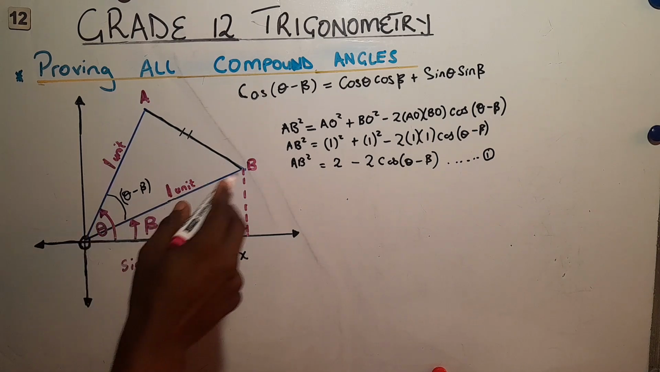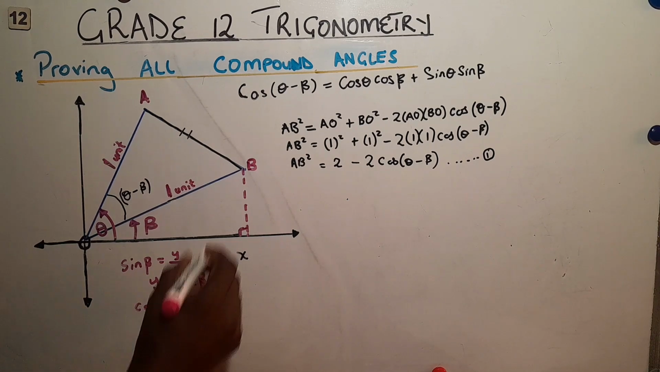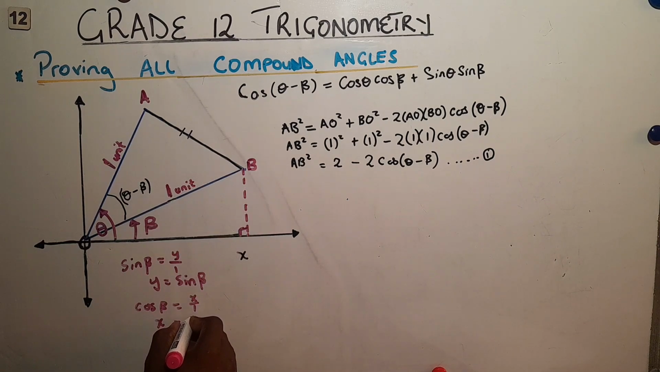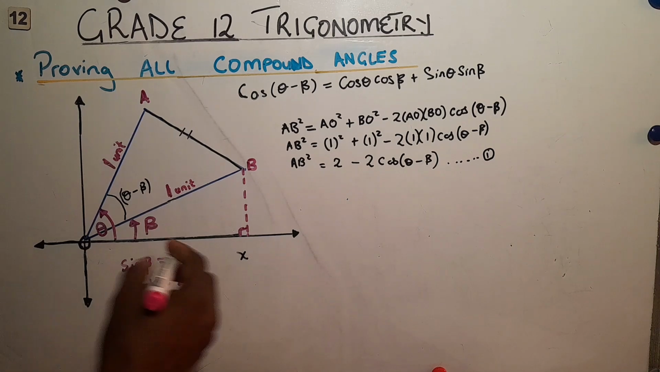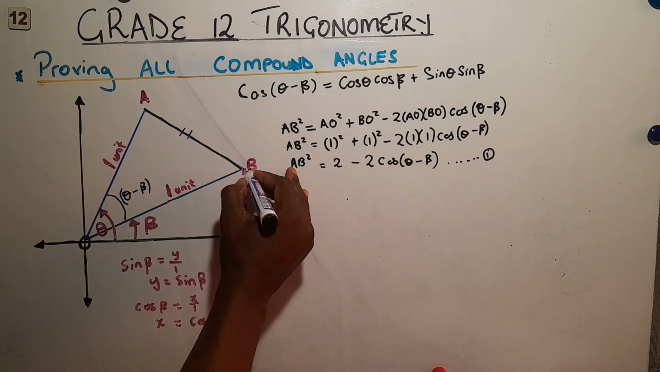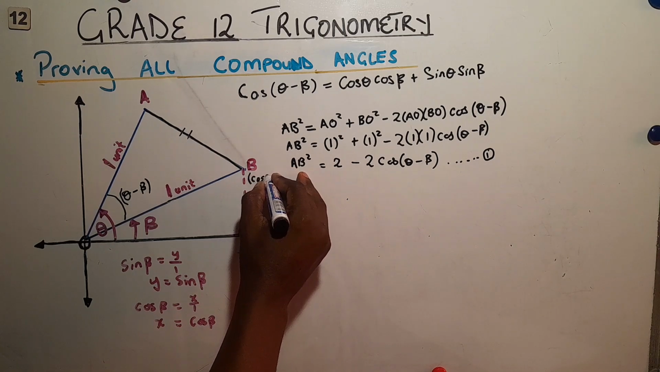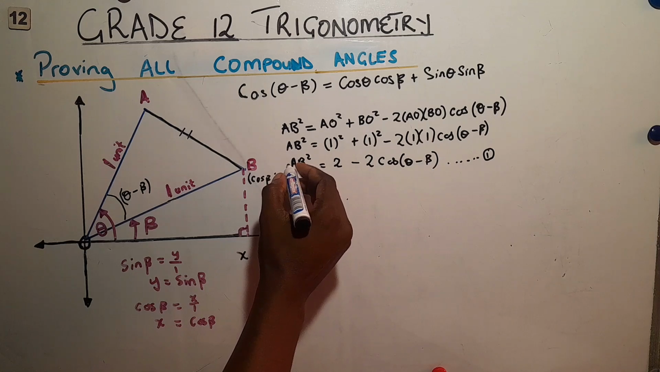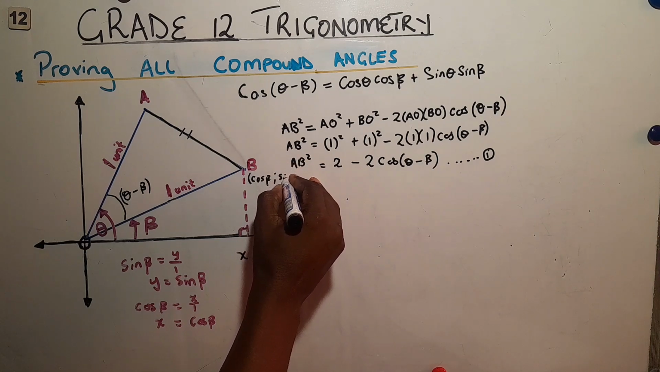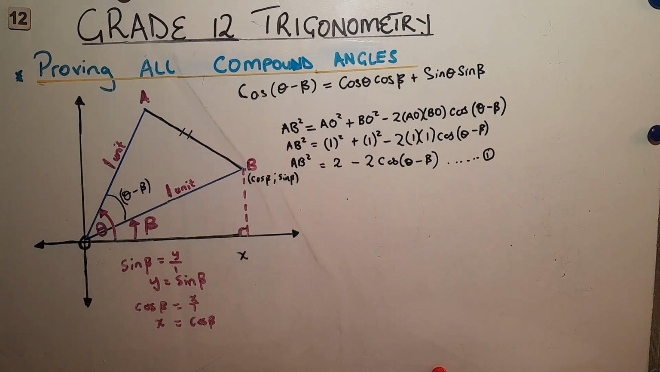So x over 1, which is the hypotenuse, right? So now this x value becomes cos beta, right? So we can write the coordinates of this point in terms of cos and sine. Starting with x, our x value is cos beta, and our y value will be sine beta, because you know that this is the y value of that.